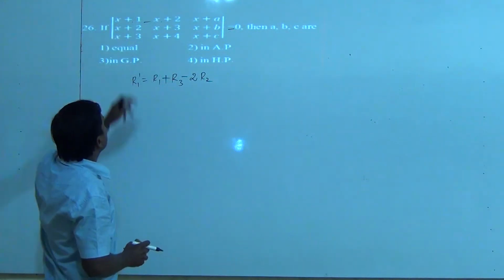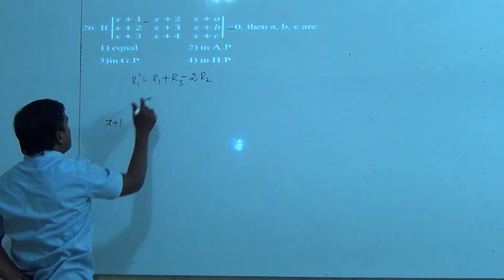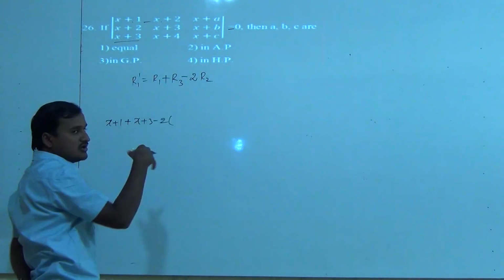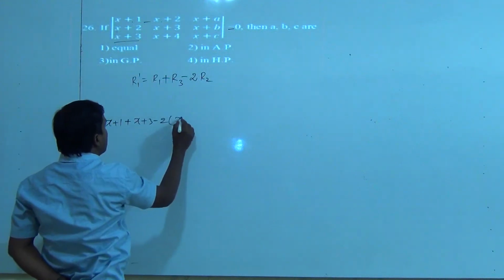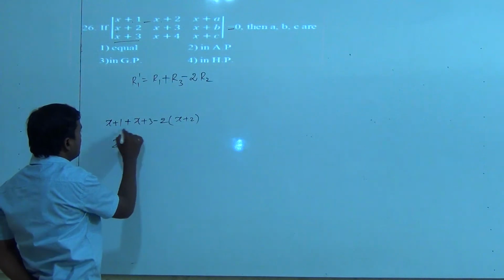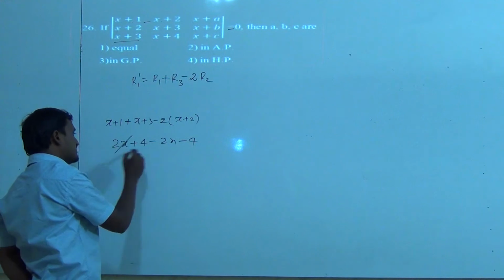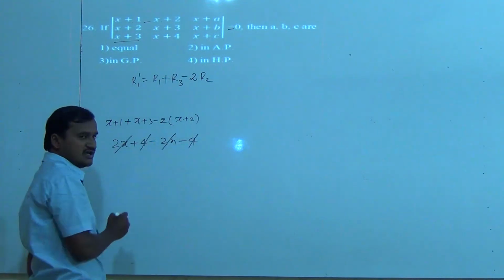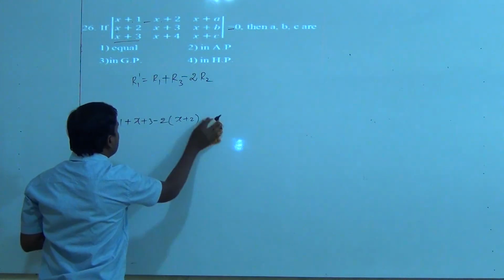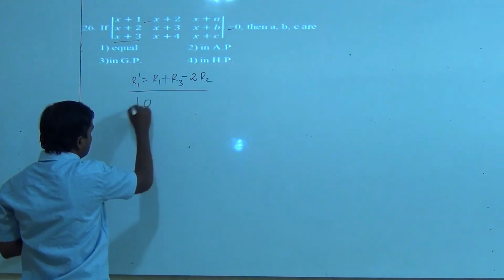Check this one. First, what is r1? That is x plus 1. What about r3? That is x plus 3. Minus 2 into, what about r2? R2 is x plus 2. Simplify this: 2x plus 4 minus 2x minus 4. So 2x minus 2x, and 4 and 4 get cancelled. So clearly this element becomes 0. By applying this operation, here I got 0.